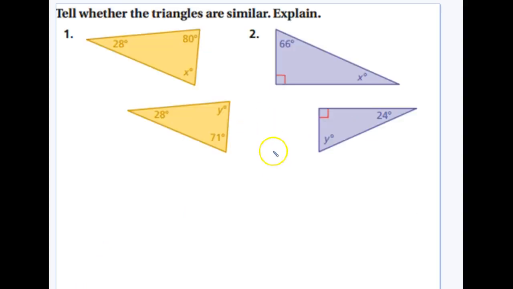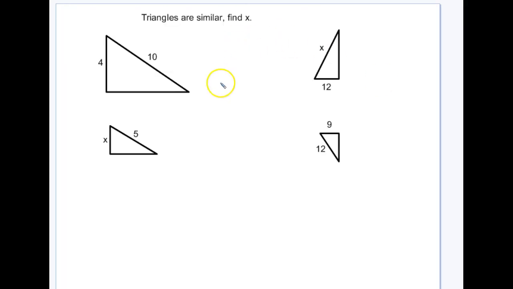Okay, so we're going to skip these two, but they're the same concept, so you want to make sure that you have your two matching angles, and if you have two matching angles, then you can tell me if they're similar or not similar. Pick one, add them up, solve for x or y. We're going to look at something new, but it's very similar, so we want to look at the sides this time. Okay, so this time we're going to look at them as a proportion.